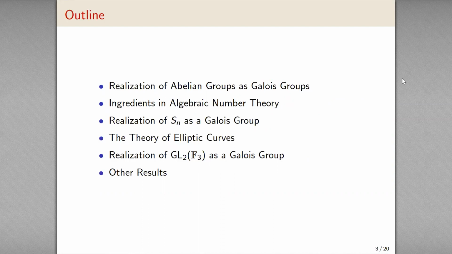Here's the outline of my talk. I will first show that every abelian group can be realized as a Galois group over Q. We will then move over to algebraic number theory and then show that the symmetric group Sn can be realized as a Galois group. We will then study some elliptic curves and show that the group GL2F3 can be realized as a Galois group. And then finally, I will state some other related results.